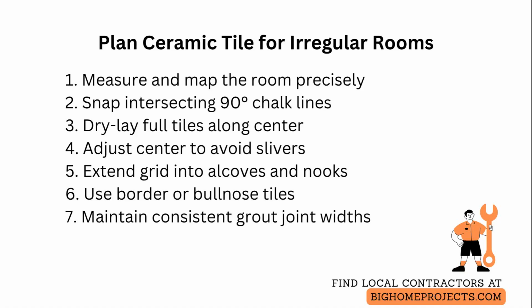Dry lay full tiles along those center lines to see how edge cuts will fall at visible thresholds, and adjust the center slightly if you would otherwise end up with very narrow slivers of tile at major sightlines. For irregular alcoves or angled walls, extend your grid into those areas and treat them as separate planning zones that reference the main grid so grout lines remain continuous where possible.